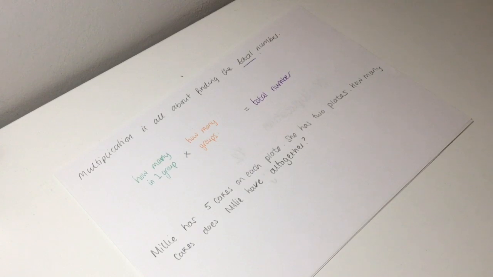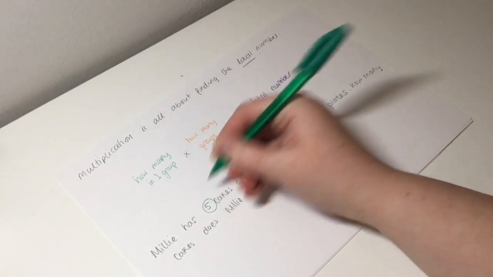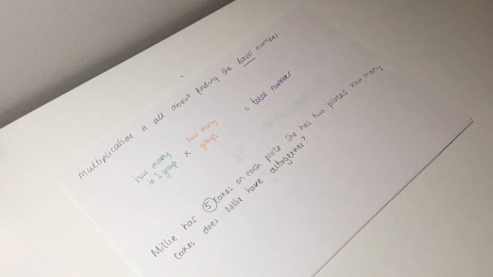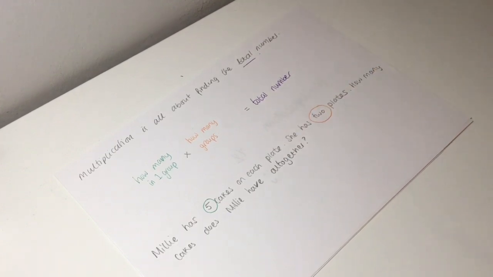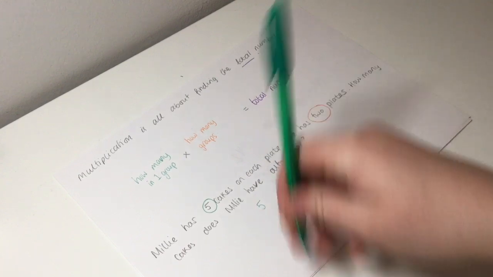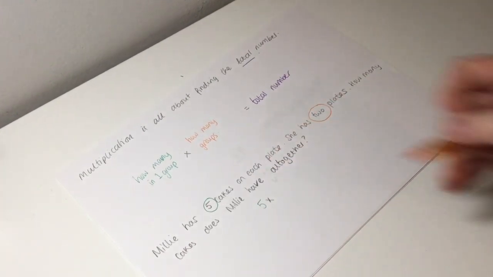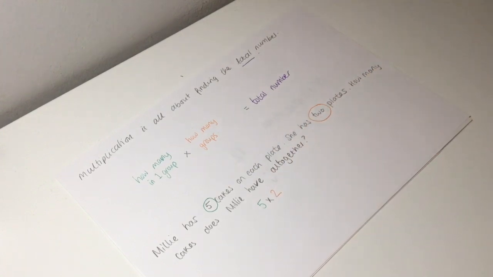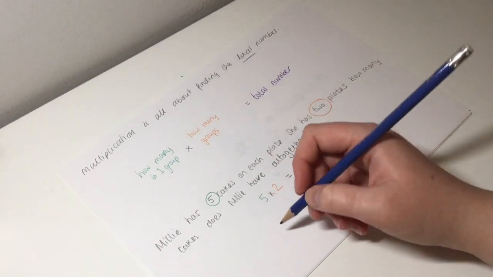Millie has 5 cakes on each plate. She has 2 plates. There we have our how many's in one group. It's telling us how many's on one plate. And then how many groups? We have 2. So our number sentence is going to be 5 times 2. And our total number is going to be how many she has altogether.